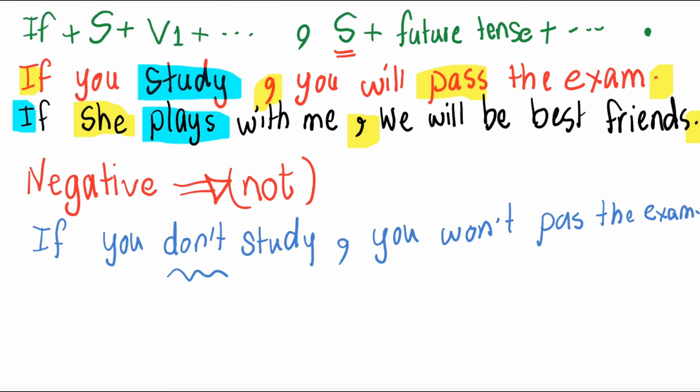Okay, notice that we added not to study, so we took do because taking do or does depends on the pronoun, and the pronoun here is you. You takes do. We added not, so it's don't. So if you don't study, you won't, and won't means will not. You won't pass, sorry, we have here double L. You won't pass the exam.